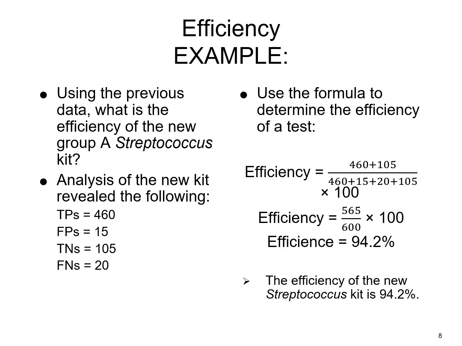So looking at the previous kit we were talking about, we'd already determined our true positives, false positives, true negatives, and false negatives. So all we have to do is plug those values in, which gives us 94.2%. So the efficiency of the new test kit, 94.2%, is actually not too bad when you look at it overall. But again, we like those numbers closer to being perfect, correct?